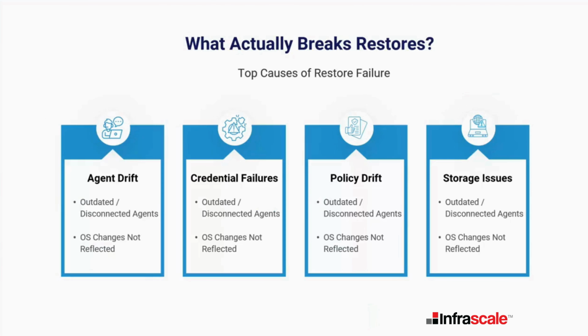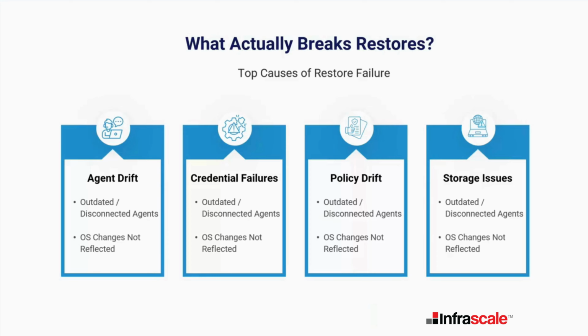So let's dig into the real question. What actually breaks restores? Because when something goes wrong and a restore fails, the first instinct is usually to blame the backup. But in reality, that's rarely the case. Most backups do run successfully. The real issue is that something in the environment has changed over time, and that change wasn't tracked or validated. There are four key areas where we constantly see this happen.